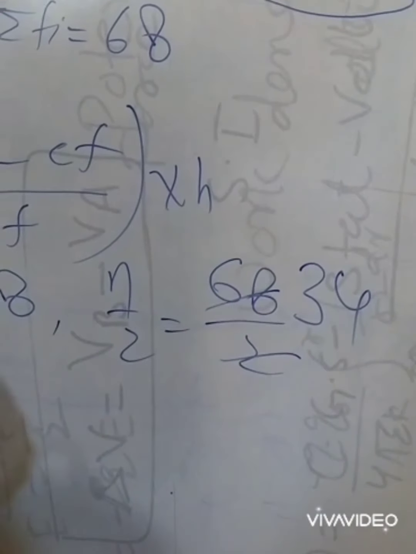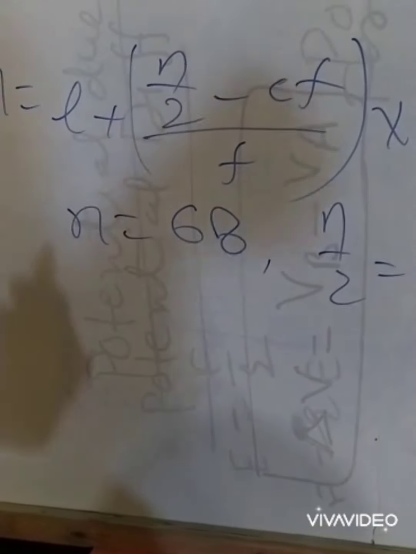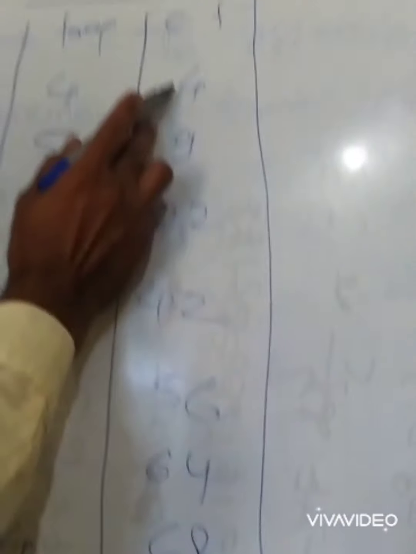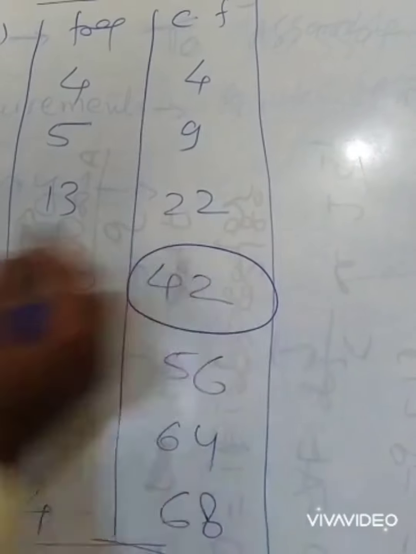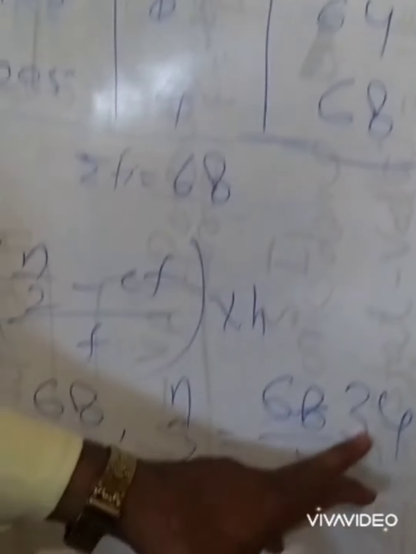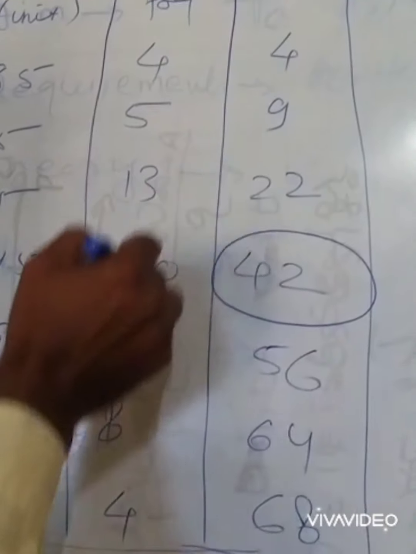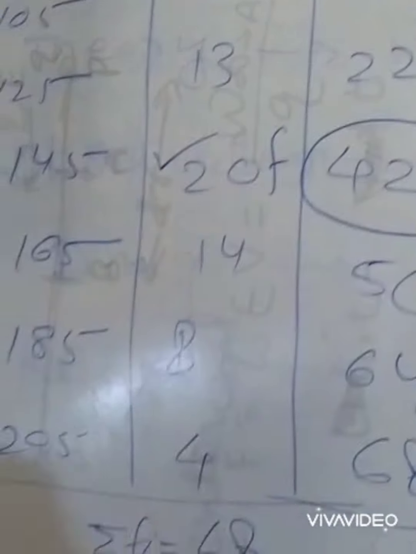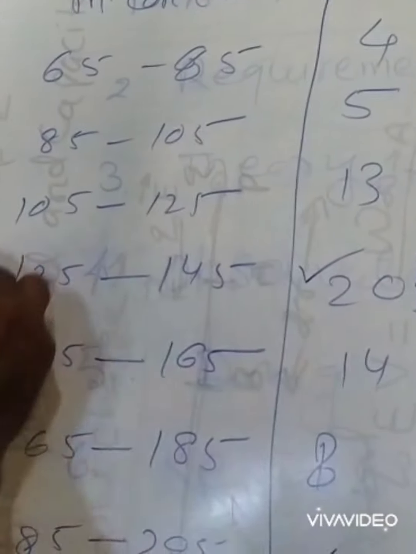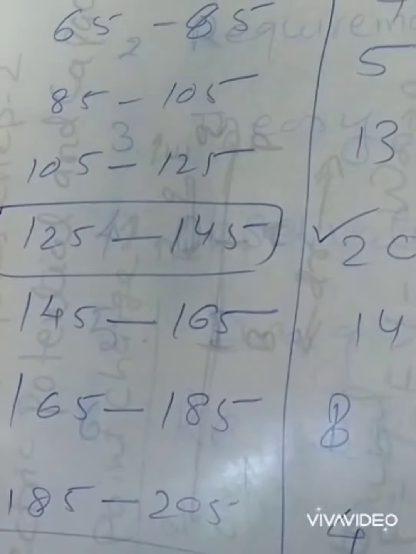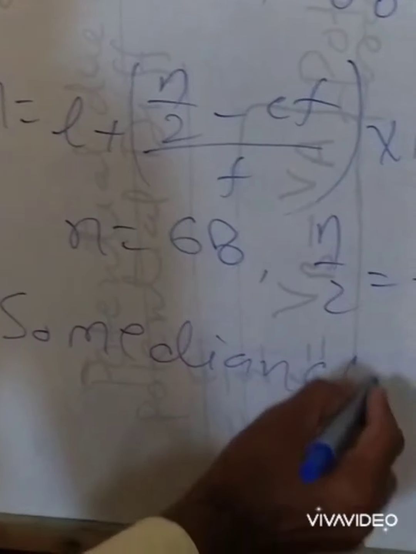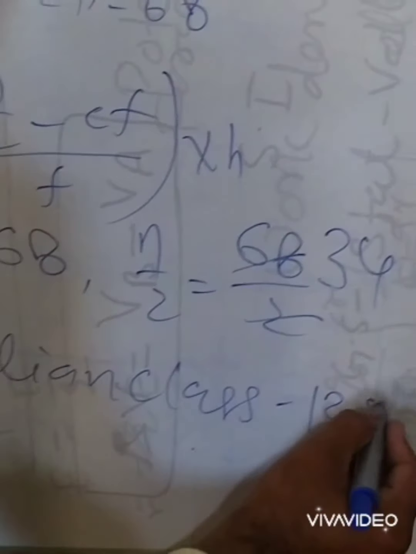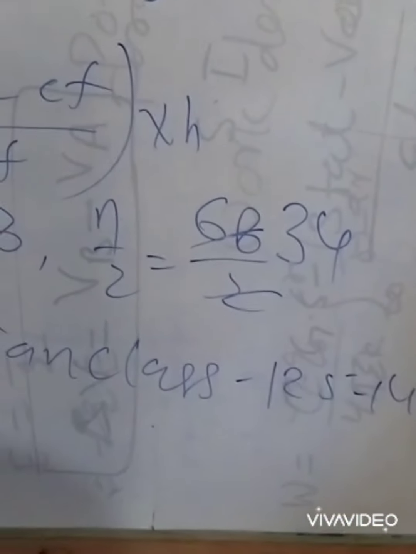So see that this 34 we will find out in which cumulative frequency it belongs. Look at this: 4, this is 9, 22 it will not be. Inside 42 the 34 belongs. Clear? So 1 2 3 4, 1 2 3 4, this is your frequency, right? And 1 2 3 4, this is your class, the median class. So the median class is 125 to 145.